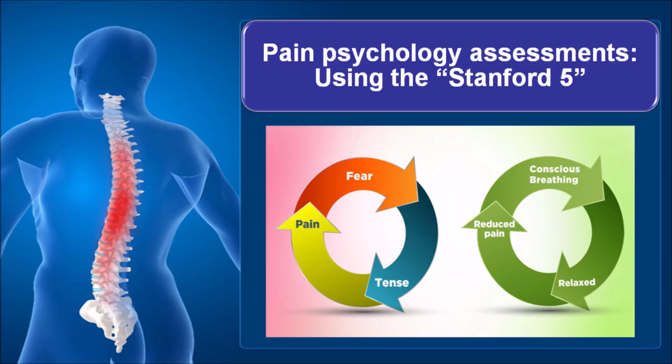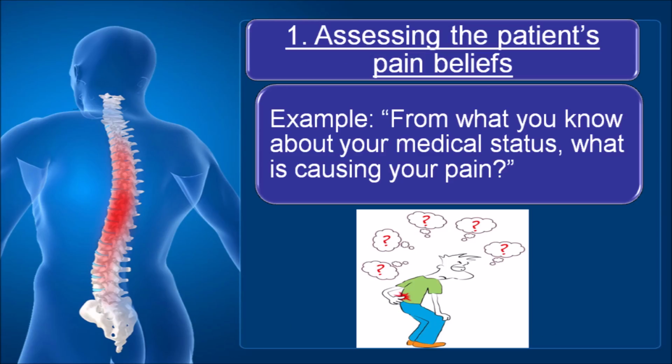The following slides give a brief description and rationale for each of the Stanford 5 questions, along with a specific example for how to phrase the question to best benefit a pain psychologist. The first Stanford 5 question assesses the patient's understanding about the causes of their pain.